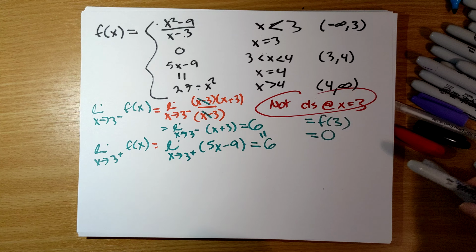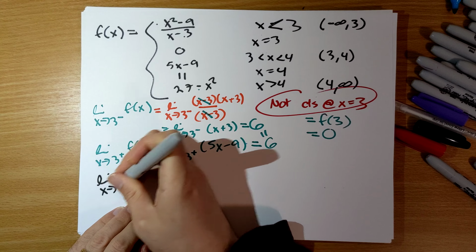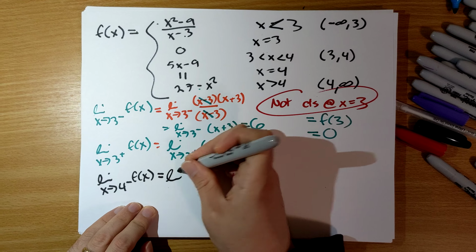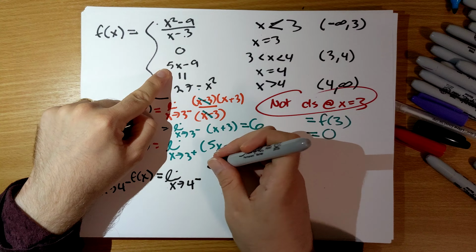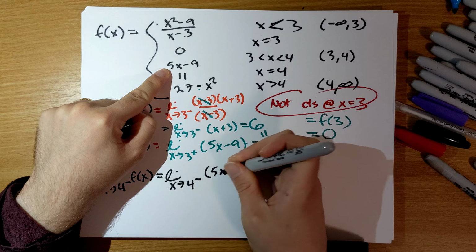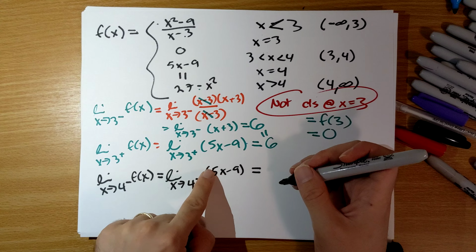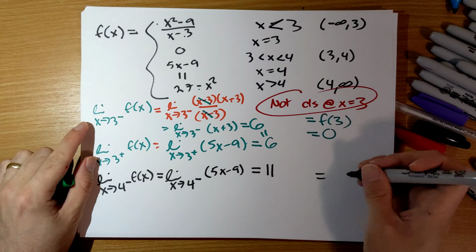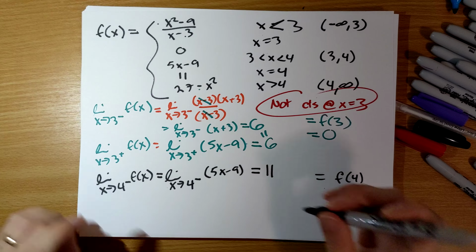Okay, now we have to do the same thing for x equal to 4. Limit as x goes to 4 of f of x. Limit as x goes to 4 of 5x minus 9. And this one is going to be plug in 4 here. 5 times 4 is 20, minus 9 is 11. We want this to equal f of 4, which is 11, so that's a good sign.